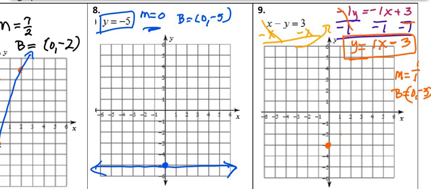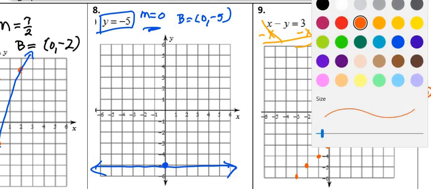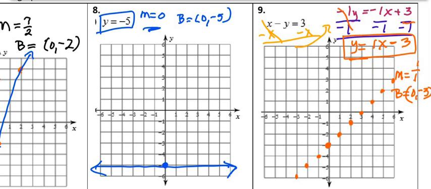So I'm going to go up 1 to the right 1, up 1 to the right 1, and keep repeating that. Now, if we want to extend the line the other way, we just reverse it. We go down 1, backwards 1, down 1, backwards 1, down 1, backwards 1. Now, I'm going to draw the line to connect all the points. And remember, we're going to extend it past those points. So now we have the line drawn.